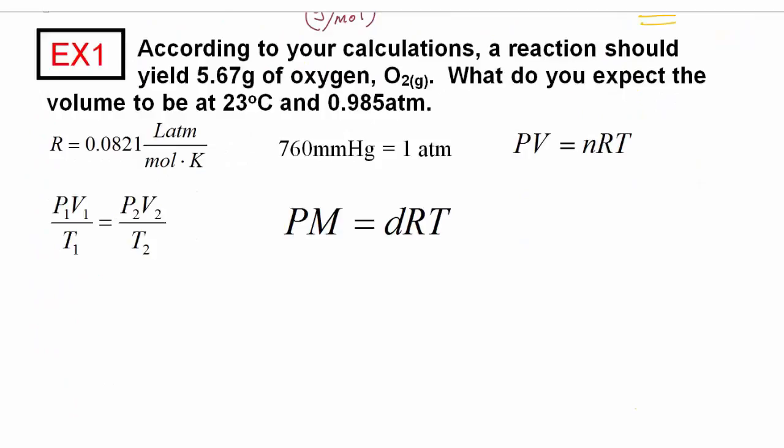According to your calculations, a reaction should yield 5.67 grams of oxygen. What do you expect the volume to be at 23 degrees Celsius and 0.985 atmospheres? Okay, here's all of the equations we have so far. Which equation applies?